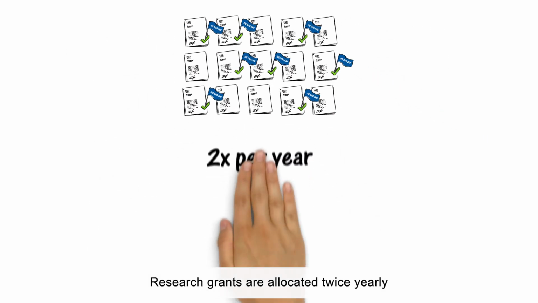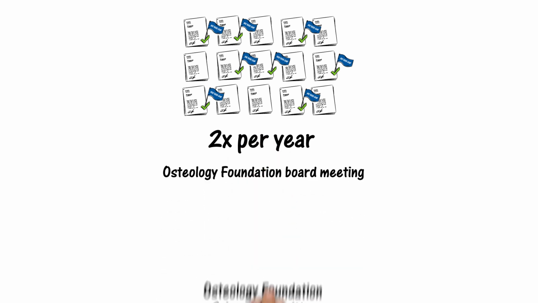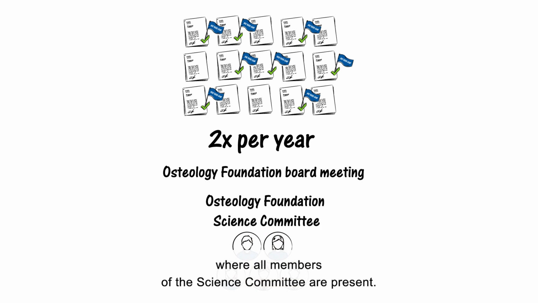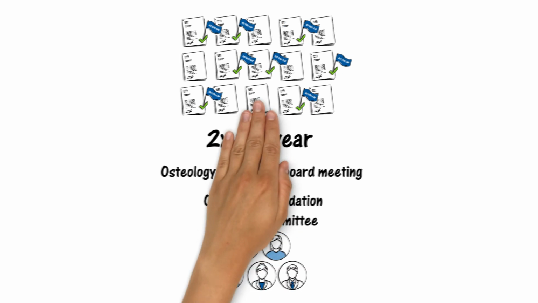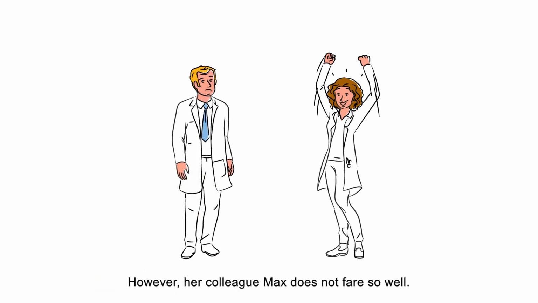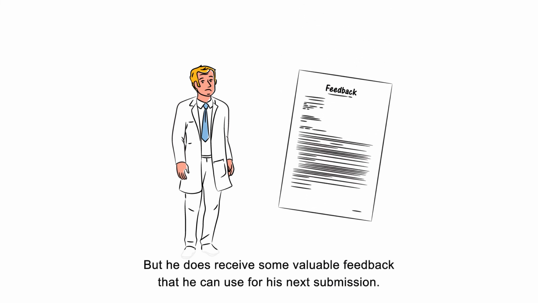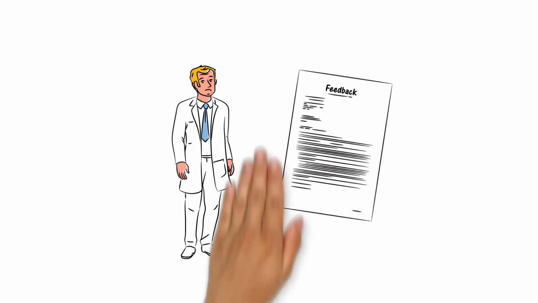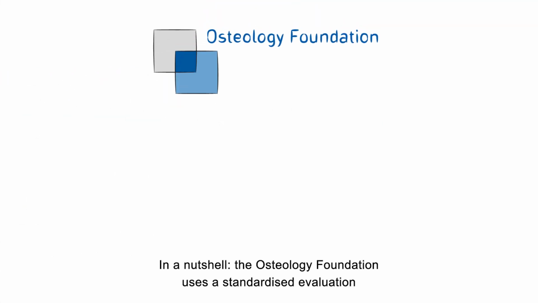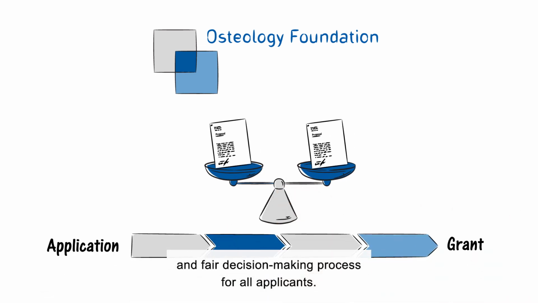Research grants are allocated twice yearly during the Osteology Foundation board meetings, where all members of the Science Committee are present. Mia gets a grant. However, her colleague Max does not fare so well. But he does receive some valuable feedback that he can use for his next submission. In a nutshell, the Osteology Foundation uses a standardized evaluation and fair decision-making process for all applicants.